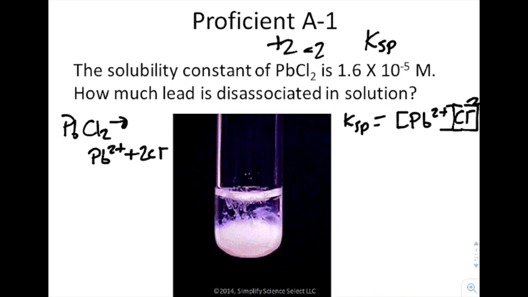So now all you have to do is plug in your numbers, and you say, wait, I only have one number, and that's correct. You only have one number, so you plug in 1.6 times 10 to the -5th. So now where do the other numbers come from for you to be able to solve? Well, they come from this.